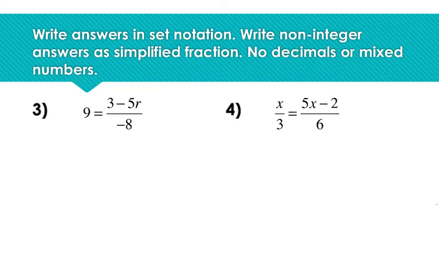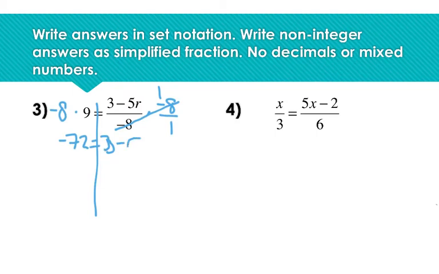Now that you've had a chance to work through this problem, let's just walk through it real quick. Here, 9 equals (3 - 5r) divided by negative 8. So I'm going to multiply by negative 8 on both sides of our equation. And I'm going to put it over 1 just so I'm clear. Negative 8 is being multiplied to the numerator of our rational expression. So on the left, negative 8 times 9 is negative 72. And if I multiply by negative 8 and divide by negative 8, that simplifies to 1. So I'm just multiplying by 1, which gives us 3 - 5r.